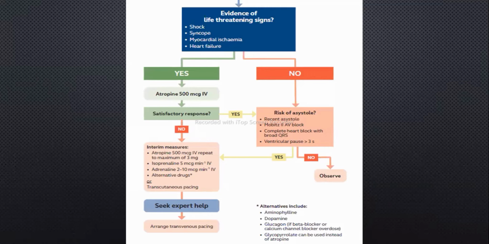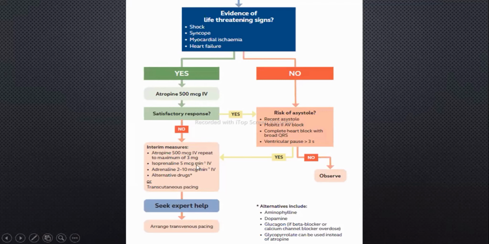So if they give you a scenario for bradyarrhythmia and you don't find any of the 4 signs of instability, and they give you options to choose, just observation. But if they give you any signs of instability, so you will choose atropine. Atropine here, 500 microgram equal 0.5 milligram IV. So if not respond, you can give up to 3 milligram.